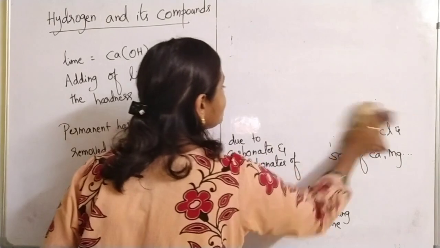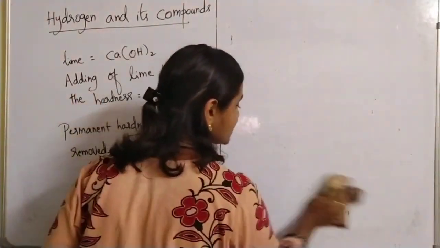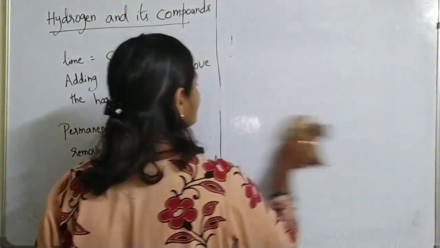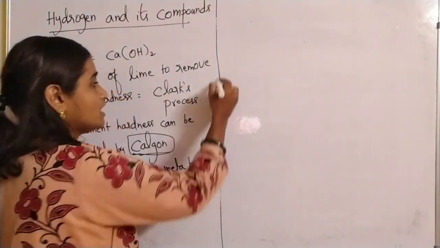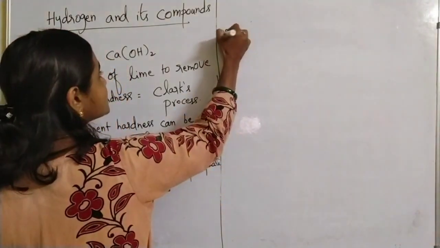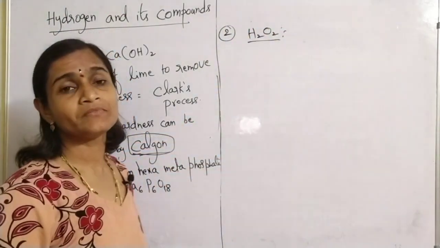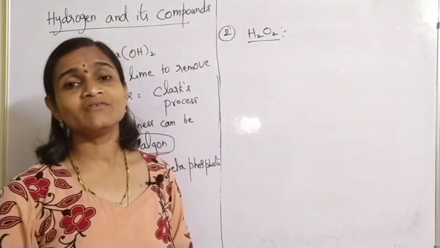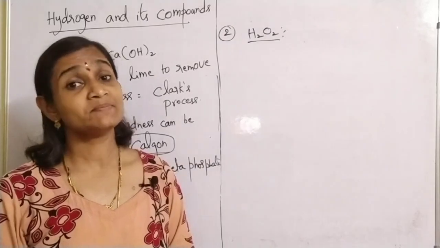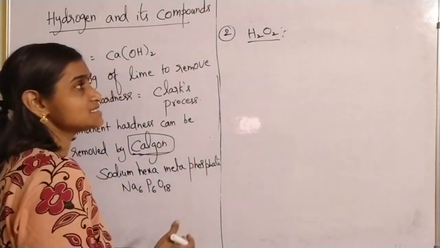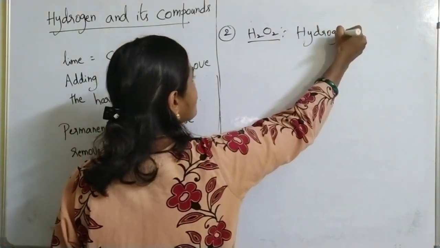Right, now coming to the next compound of hydrogen, that is H2O2. It is one of the peroxide forms of hydrogen. The second compound is H2O2, hydrogen peroxide. You all are aware that in peroxides the oxidation number of oxygen is how much? Yes, -1. Sometimes they'll ask this kind of question also. H2O2 means hydrogen peroxide.